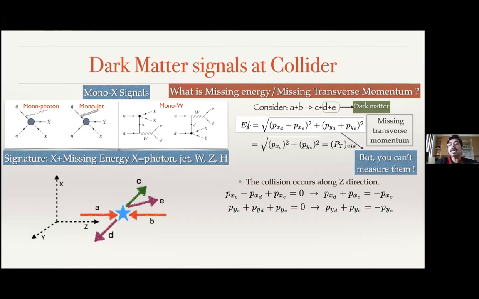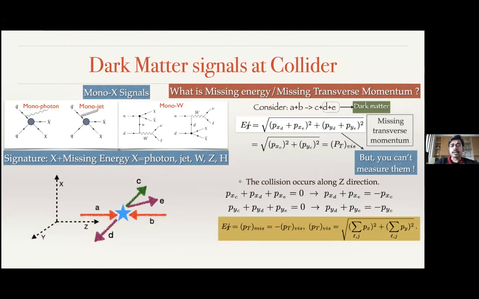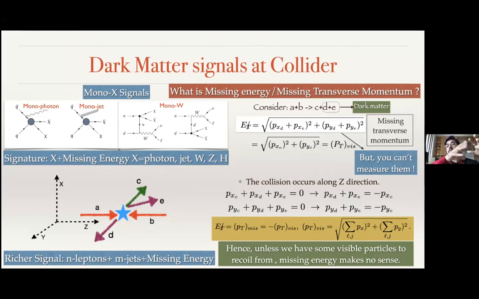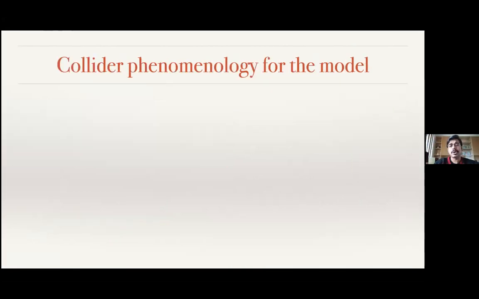So in the mono-X signature, the missing transverse momentum, the momentum that you actually miss in the collider, can be associated to the transverse momentum of the visible particle that the dark matter is recoiling against. So you need some recoiling of the invisible particles against some visible ones, so that you can track what you have missed. However, there are other possibilities, which we are not going into in these lectures, where you have a rich dark sector, which cascade decays into a bunch of other stuff like leptons and jets and so on.